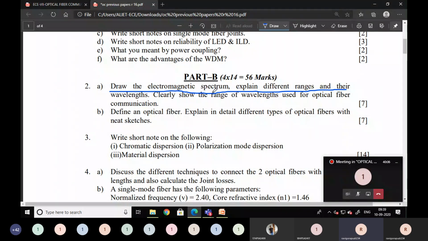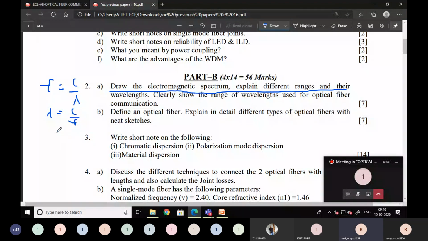The spectrum is nothing but a range of frequencies. In that you have to mention the optical frequency range. Okay, here he is saying wavelengths. So generally, what is the relation between frequency and wavelength? F is equal to C by lambda. So he is asking not for frequency ranges, but wavelength ranges.